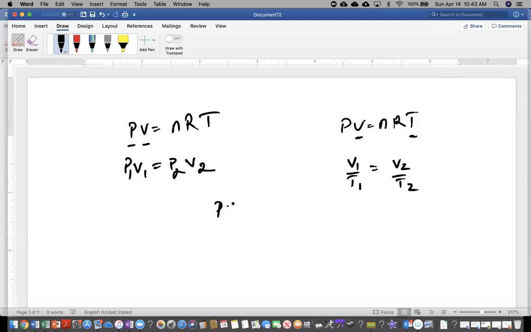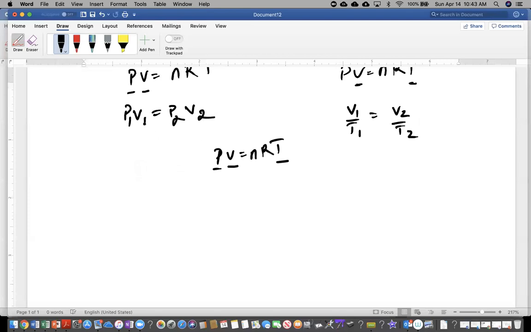Now let's see if P, V, and T, all three are changing. Then what should my equation look like? It would be PV over T. So P1 V1 over T1 will be equal to P2 V2 over T2. So whenever you're given this type of question where things are changing, like earlier it was this, now it's this, that's how you derive your equation. You can simply memorize them if you want, but I think it's easier that you know how to make a formula.